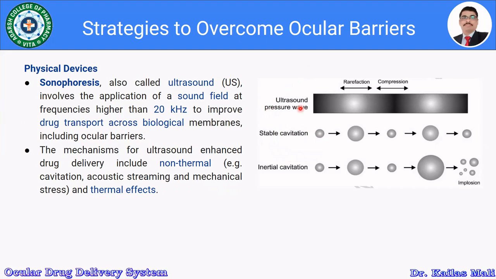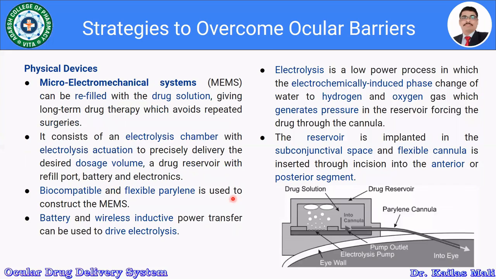This is the ultrasound pressure wave. This is the stable cavitation and inertial cavitation. The mechanisms for ultrasound-enhanced drug delivery include non-thermal mechanisms like cavitation, acoustic streaming, and mechanical stress on the membrane, as well as thermal effects, which improve the permeability of a drug through the ocular tissue. So this is about the sonophoresis.